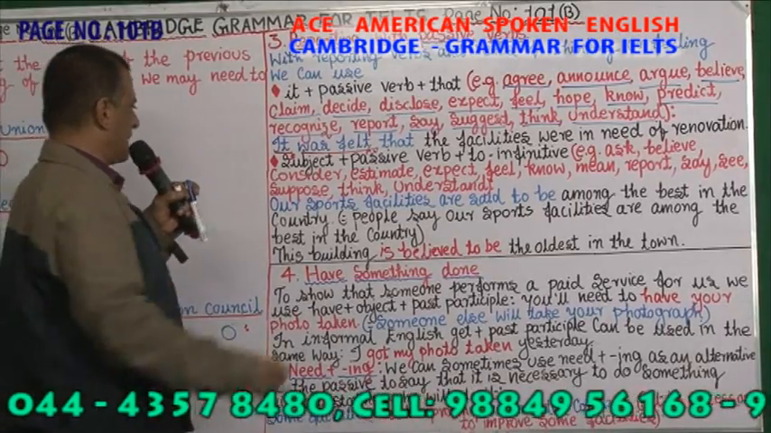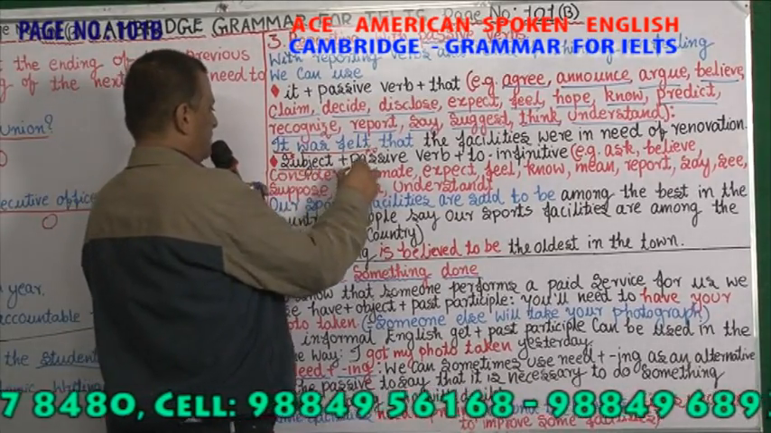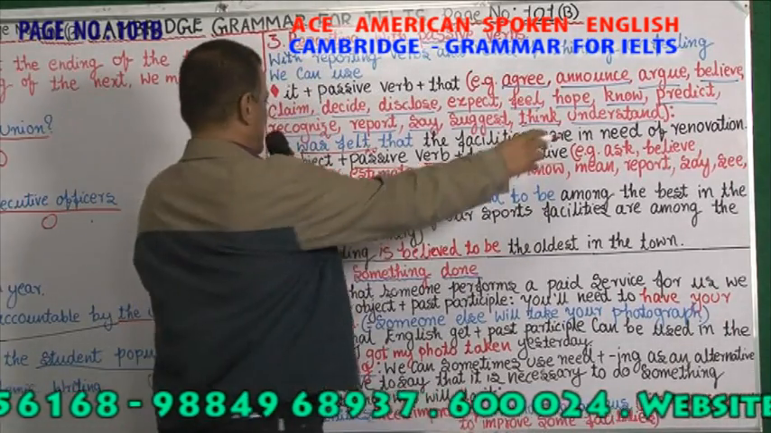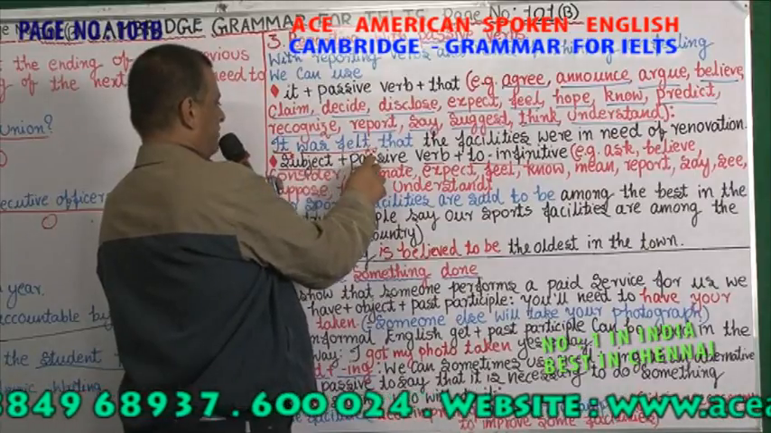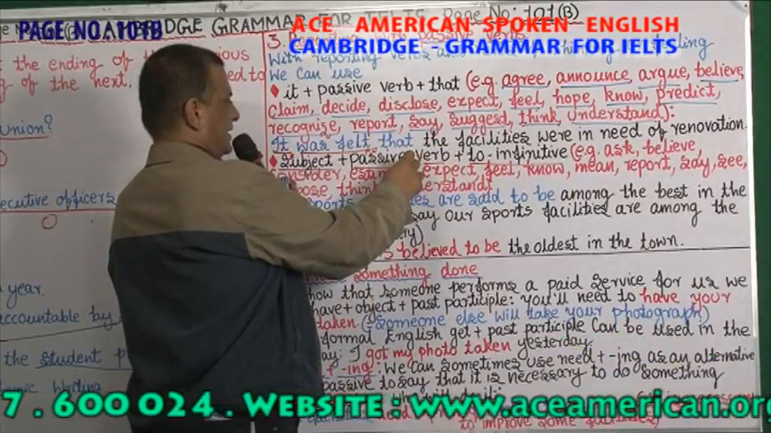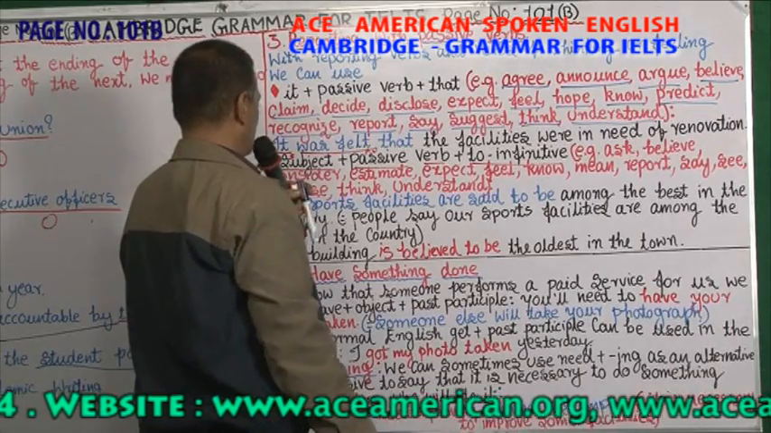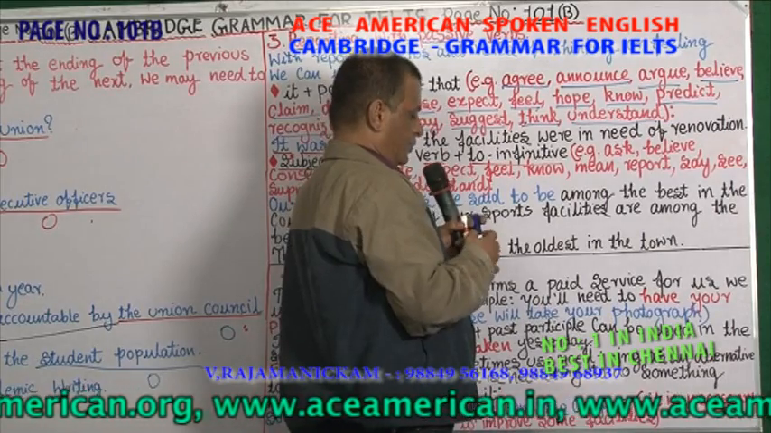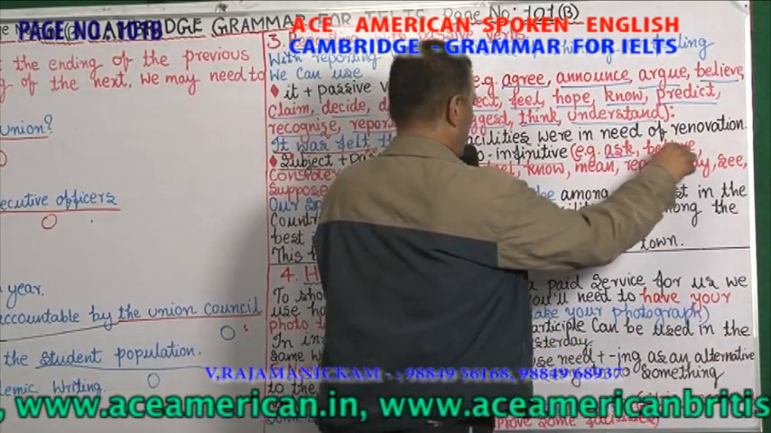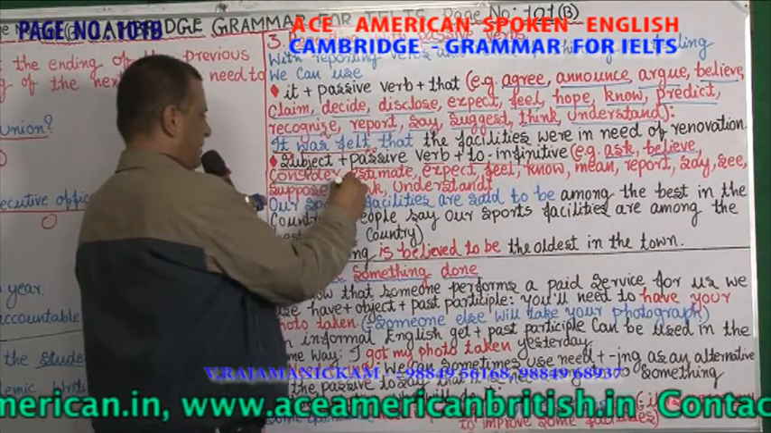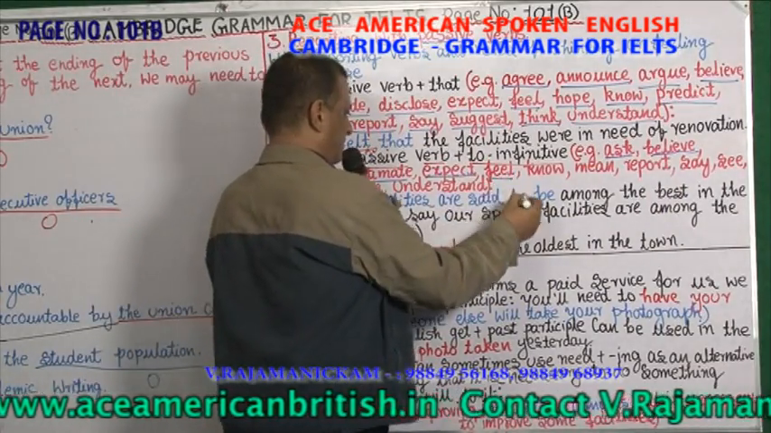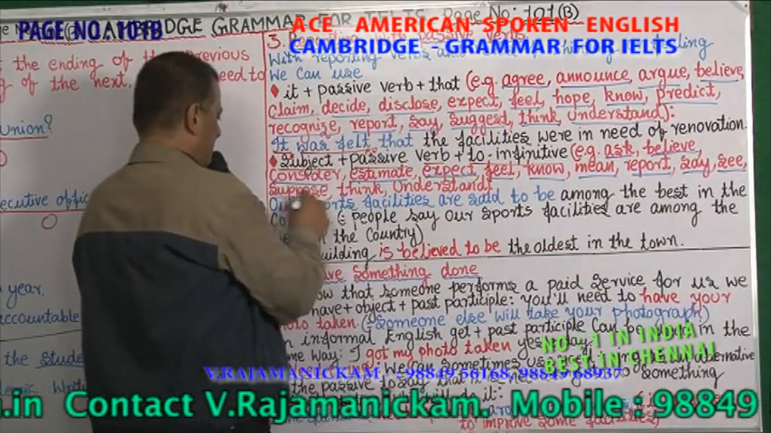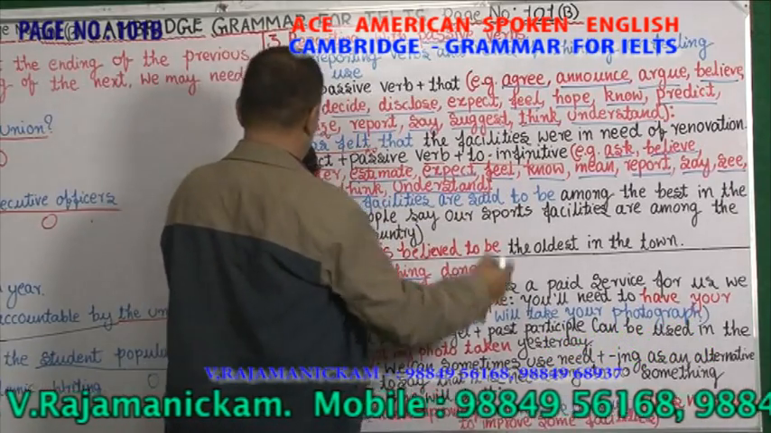Now coming here. Subject plus passive verb plus to plus infinitive. To plus infinitive means what? To ask. See, subject, passive verb, to plus infinitive. Ask is a verb. What are the verbs there? Ask is a verb. Believe is a verb. Consider is a verb. Estimate is a verb. Expect is a verb. Feel is a verb. Know is a verb. Mean is a verb. Report is a verb. Say is a verb. See is a verb. Suppose is a verb. Think is a verb. Understand is a verb.